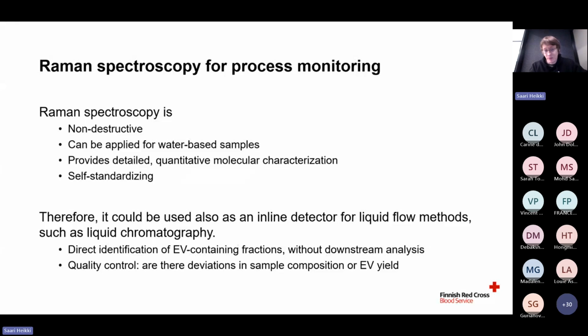We hope that you can maybe directly identify which fractions contain EVs based on the molecular fingerprint that you get from the spectra without doing this laborious downstream analysis like Western blotting and so on. And you can use it to control the quality. Are there some deviations in your sample or EV yield in the fractions that correspond to EVs?